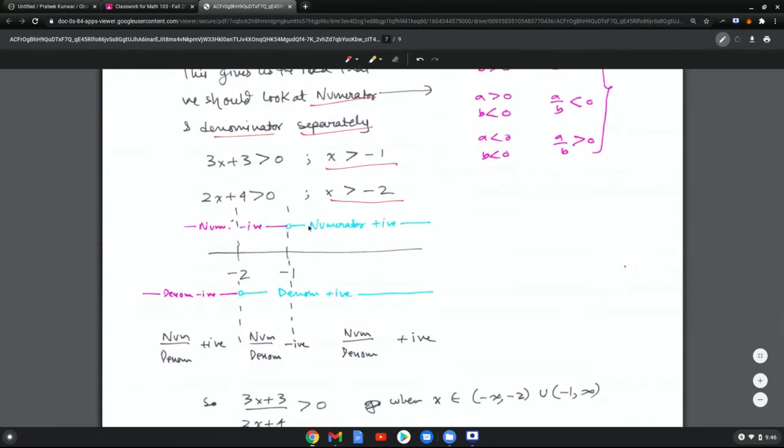Now, if you look at these regions, there are three regions. On the leftmost, numerator and denominator are both negative, so the fraction is positive. In the middle region, numerator is negative, denominator is positive, so the ratio is negative. And on the right region, the ratio is positive. So if you want the whole fraction to be positive, it's in the left and the rightmost region.